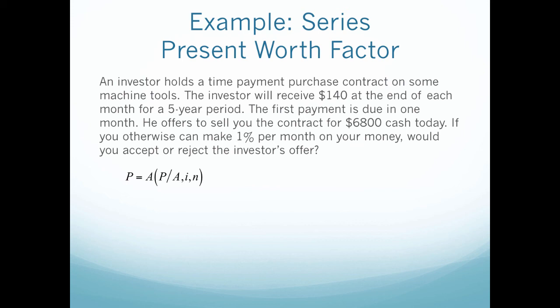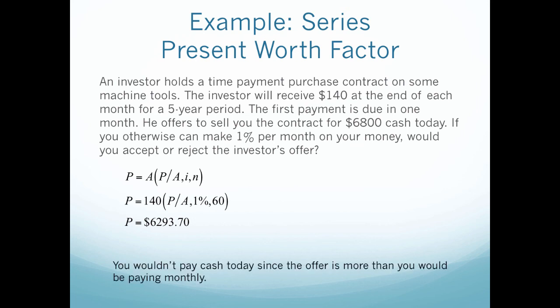Okay, so I put this in my functional notation. I plug in my values. So I say that if I pay $140 per month for the next 60 months or the next 5 years, that money then, that $140 per month, would have a present worth of $6,293.70. Versus if I paid him $6,800 in cash today. So in that case, the answer then would be we wouldn't pay him the $6,800 in cash today because that would be more than if I just paid him $140 monthly. Knowing all of these different formulas and factors allows us to be able to make these comparisons with each other.